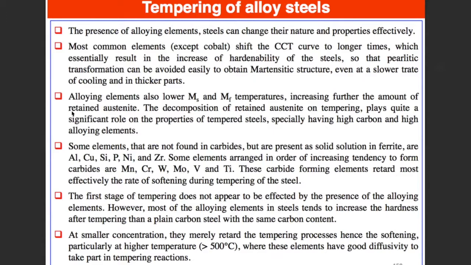The first thing is that the more alloying we have in there, we shift our curve over, with the big exception of cobalt. We shift our curves over to longer times, right?